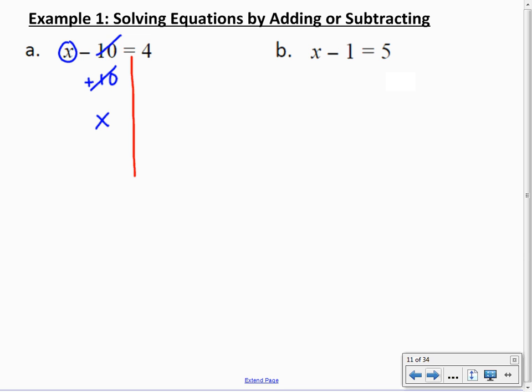Now, we have to keep it balanced, so if I'm adding 10 to the left side, I also have to add 10 to the right side. My equal sign stays on that red line, so I get x is equal to 4 plus 10, which is 14.